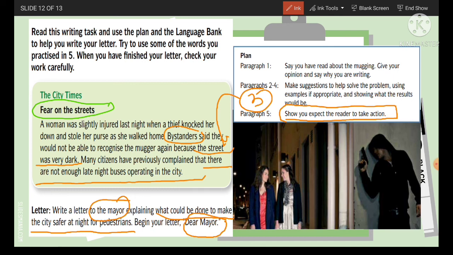So you have to write in 200 to 250 words because it is part 3, okay, in your paper 2. Okay, try to practice writing as much as you can, and please share your letter with your English teachers.